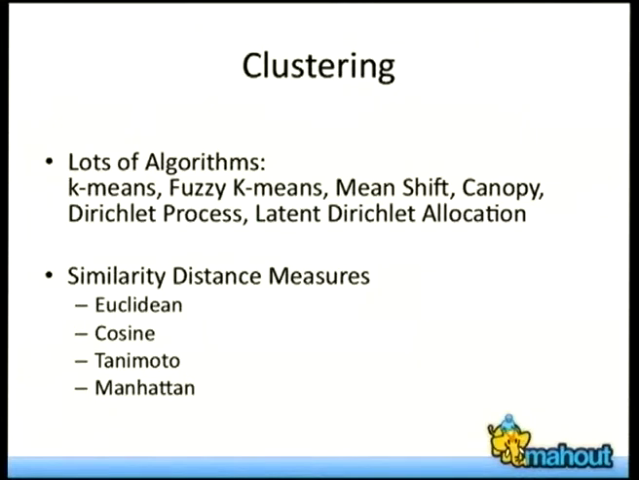It's something I think Mahout at the moment excels at because it's got a lot of algorithms, you know, k-means, mean shift, canopy, Dirichlet model processes. And there's even a newer algorithm, and I'll talk about this a little bit later, which I think is quite powerful, called Latent Dirichlet Allocation. And because clustering uses distance measures to find patterns, it's got a whole lot of different classes of those that you can use.